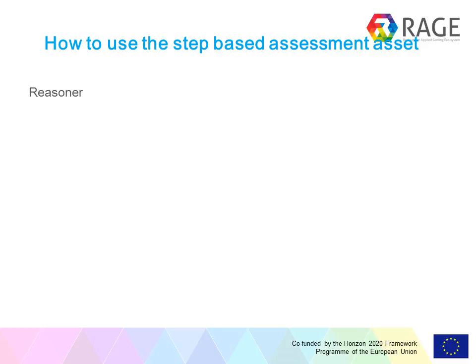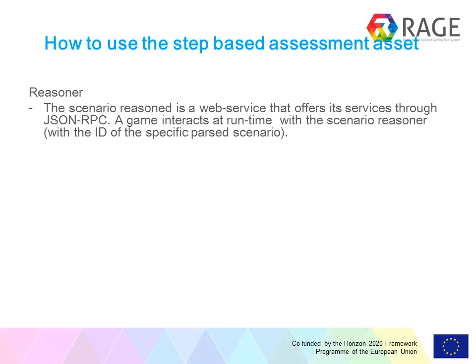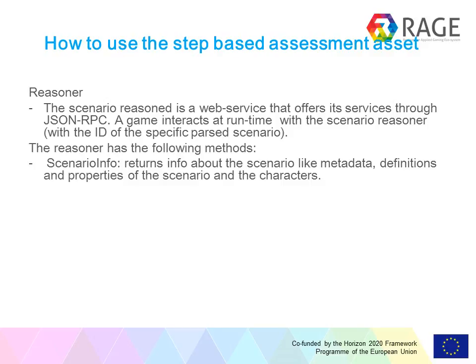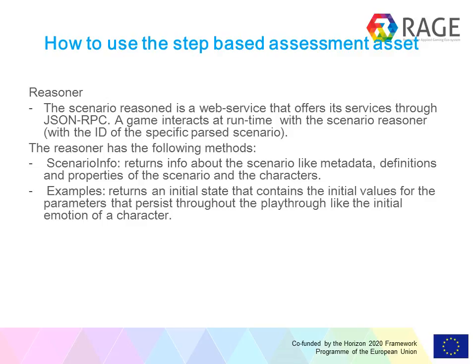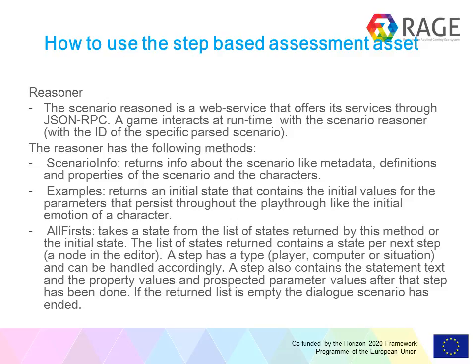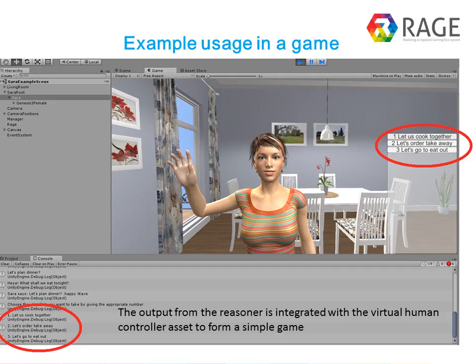A reasoner is a set of API calls which are offered through JSON RPC. It has the method scenario info, which provides information of the metadata, examples, which returns the initial state of the parameters for this scenario, and all first, which is used to step through the scenario and provides the next steps at each step of a scenario.